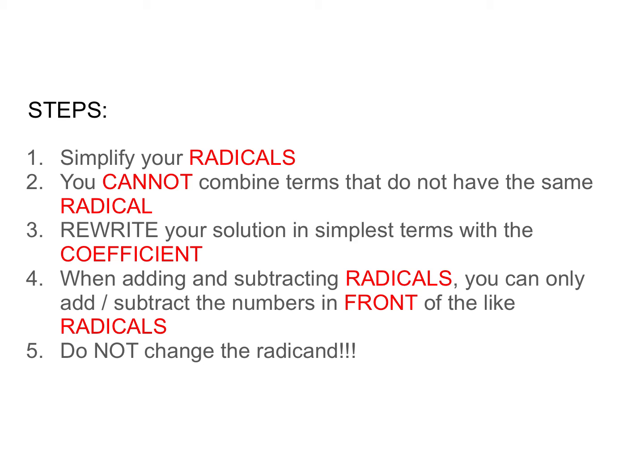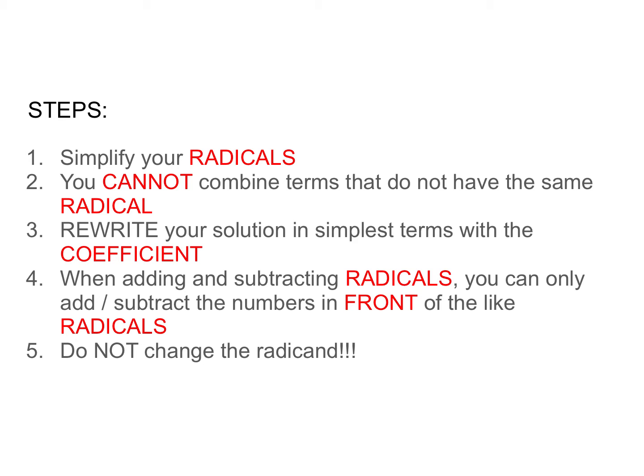So for adding and subtracting, we're going to simplify your radicals. We're going to talk about that. You cannot combine terms that do not have the same radical. Radicals are the numbers underneath the square root. They're called radicals. And rewrite your solution in simplest terms with the coefficient. When adding and subtracting radicals, you can only add and subtract the numbers in front of the like radicals, and we do not change the radicand. So radicals are all the square root kind of stuff. Keep that in mind.